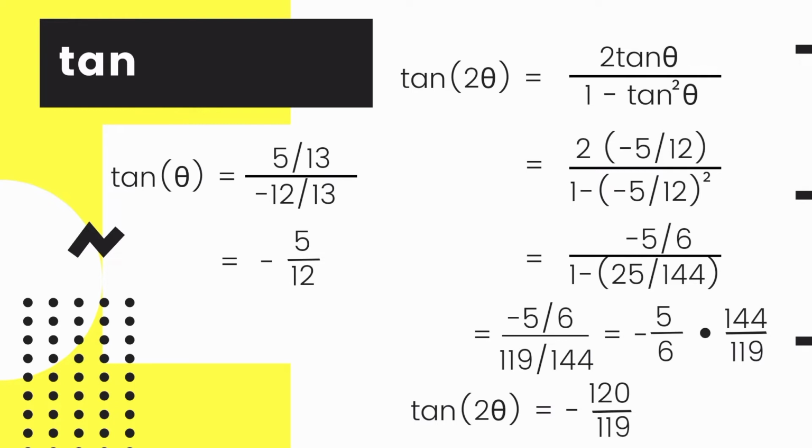2 times negative 5 over 12 over 1 minus negative 5 over 12 squared. That's equal to negative 5 over 6 over 1 minus 25 over 144. That's equal to negative 5 over 6 over 119 over 144. That's equal to negative 5 over 6 times 144 over 119. So our tangent 2 theta is equal to negative 120 over 119.